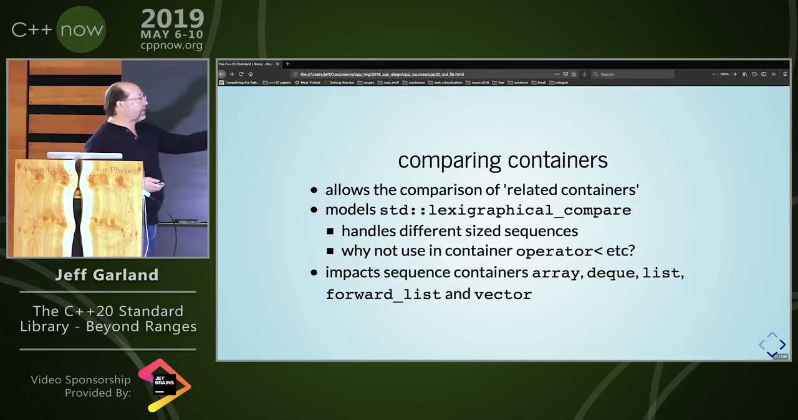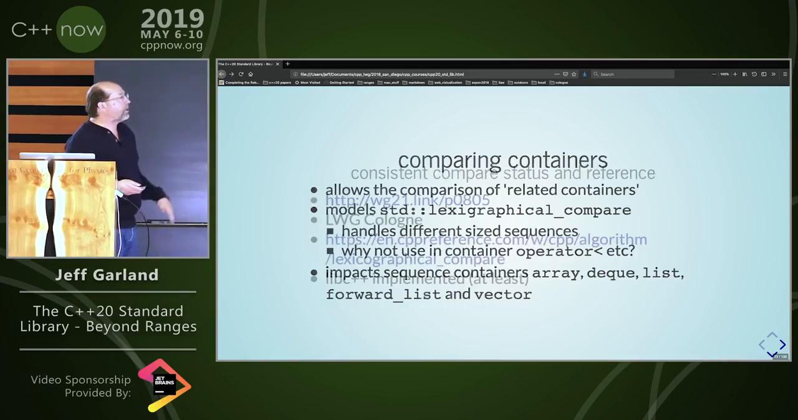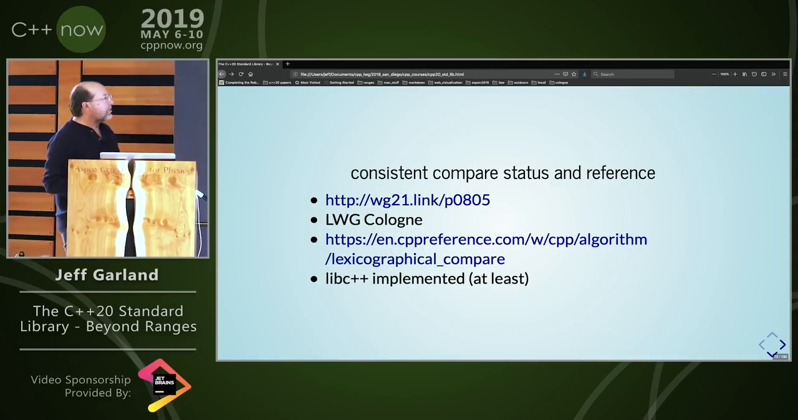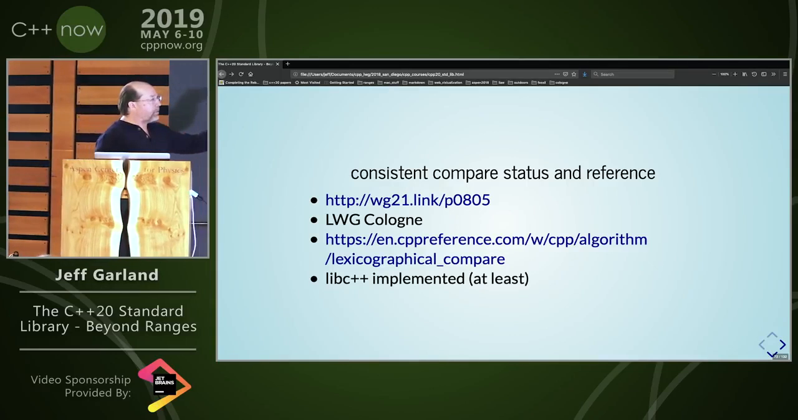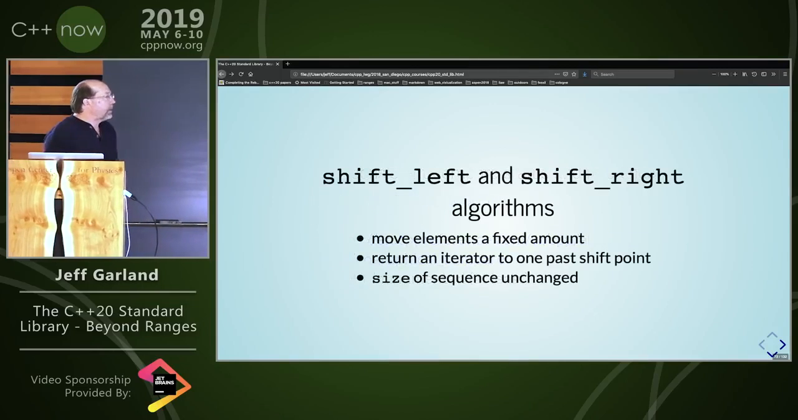So it impacts the list of containers at the bottom there. And so it's using lexicographical compare under the hood. You should take a look at that algorithm if you're not familiar with it. It's very interesting. There's the link. It's Library Working Group in Cologne. I don't know if libc++ has shipped it yet, but they've at least implemented it.